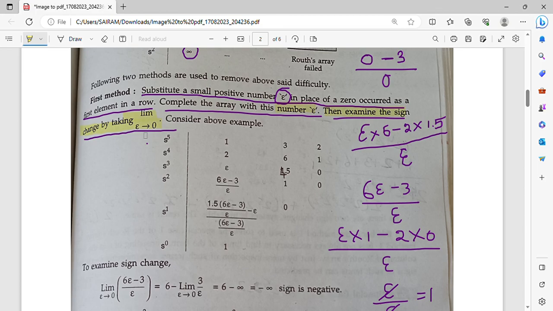So first, what you're supposed to do: if you find 0 on the first element of any row, you are supposed to replace it by e. Next, you are supposed to examine the sign change. After solving the array, you are supposed to check the sign change by taking limit of e tends to 0. So you have to do this, right?